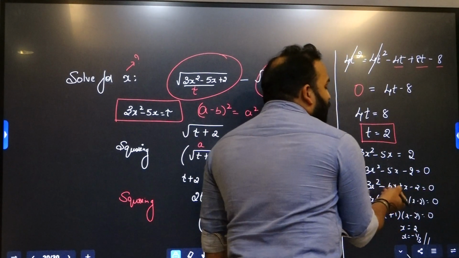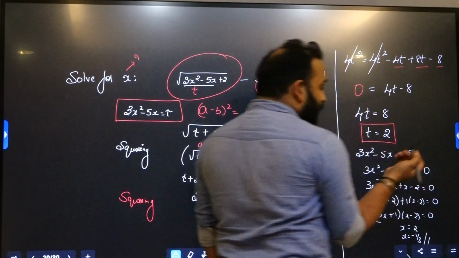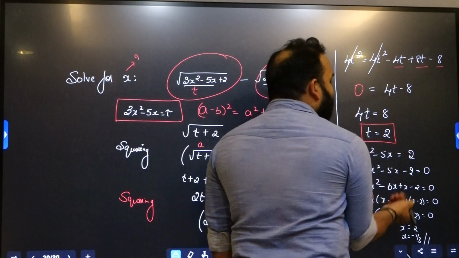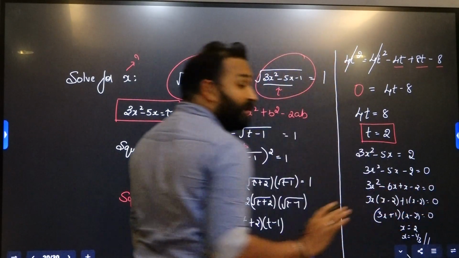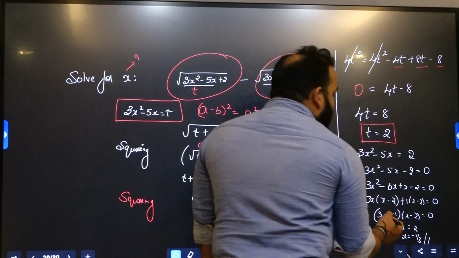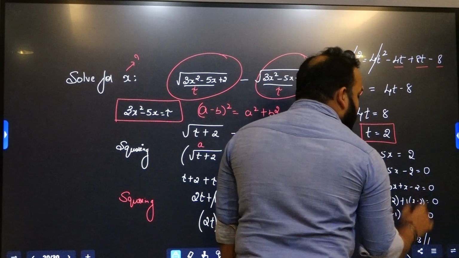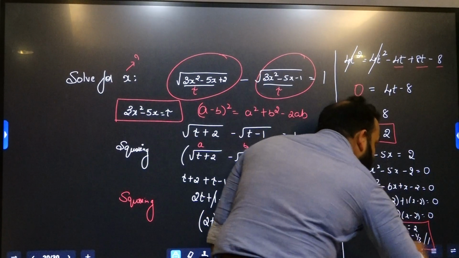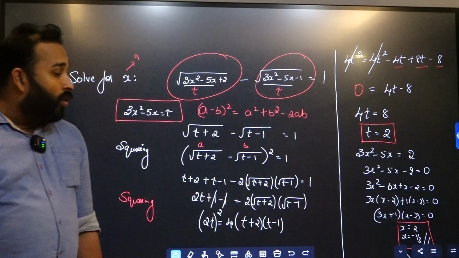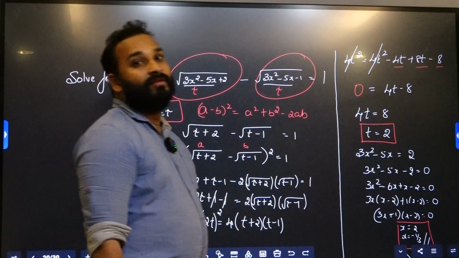So you get 3x square minus 6x plus 6 minus 2 equal to 0. Take 3x common, 3x into x minus 2 plus 1 into x minus 2 equal to 0. So if you simplify here, it becomes 3x plus 1 into x minus 2 equal to 0. So you get the value of x as x equal to 2 or x equal to minus 1 by 3. This is how you solve it.